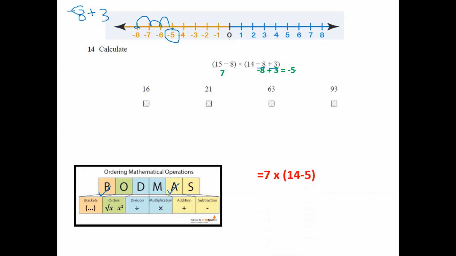So then you can do the calculation. 7 times 14 minus 5 is 7 times 9. The answer is 63. Like that, you can get the answer. 63 is the correct answer.